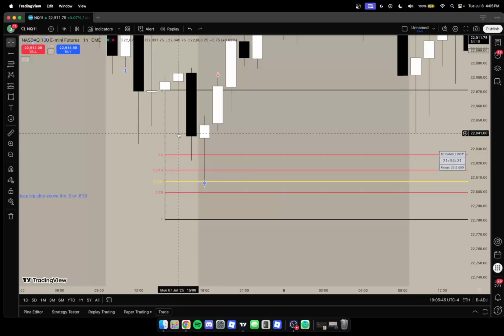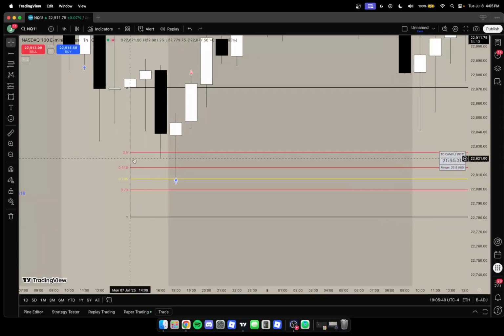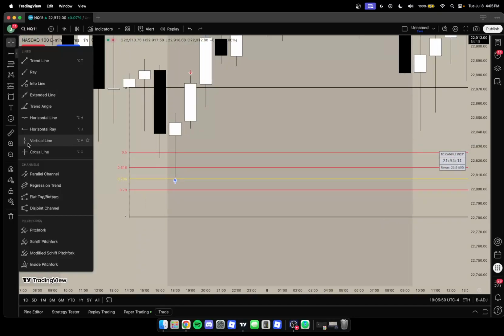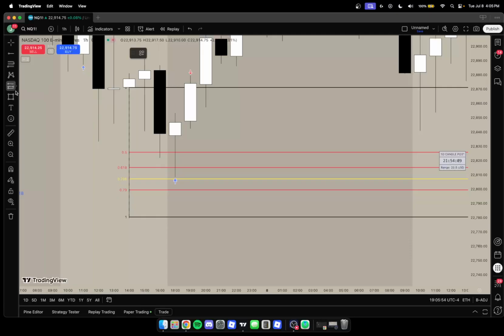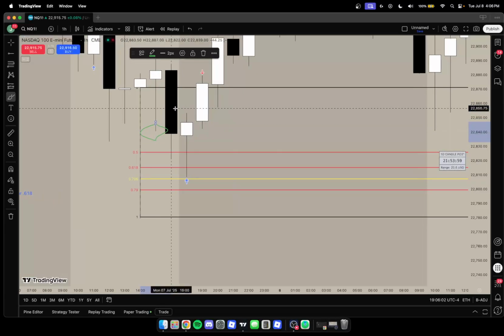So we form liquidity right here, right? Let me get my pen out. Right here. It's above what? The 50% zone, right? And so we look at the next candle. We see, oh, it tapped into the 50% zone, but it didn't tap into our actual OTE, right?